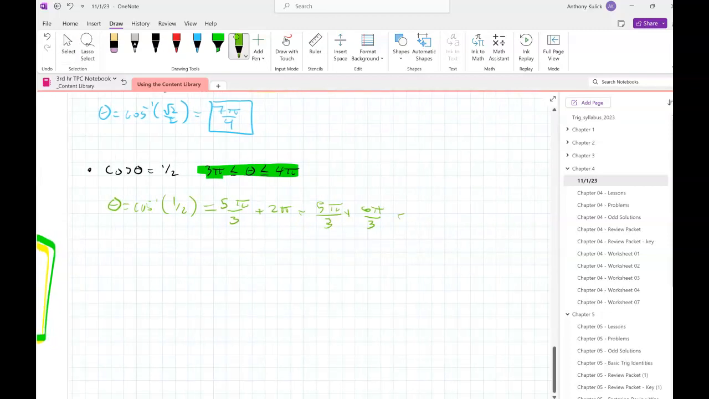So that's going to be 6 pi over 3, so 11 pi over 3. And if I check that, is that between 3 pi and 4 pi? Yes, because that's 3 2/3, right? 11 over 3. So that's good. Nora, what's up? Yeah, of course. I'm sorry.